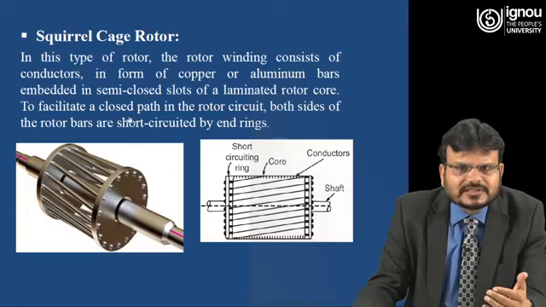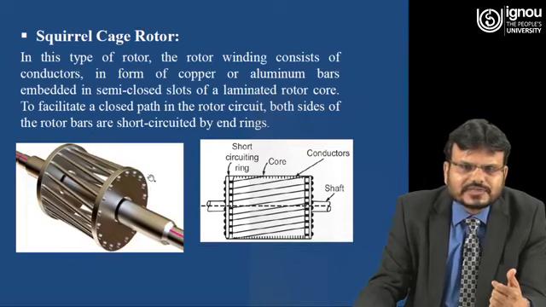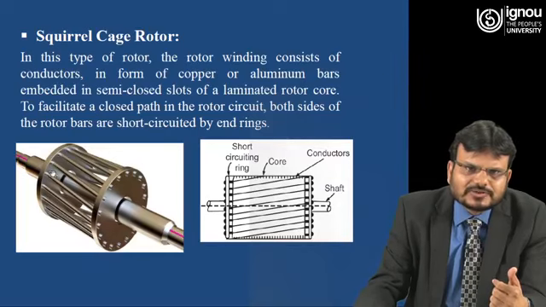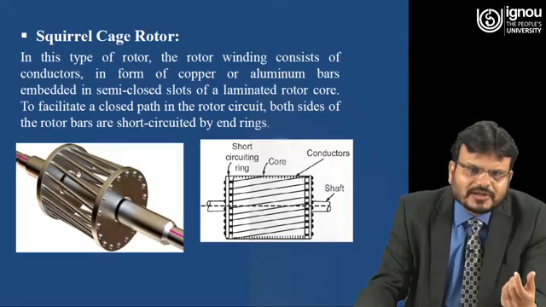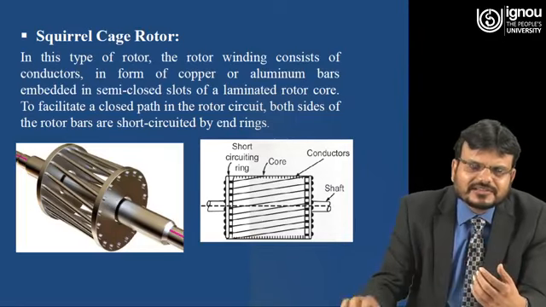To facilitate a closed path in the rotor circuit, both sides of the rotor bar are short circuited by the end ring. Here you can see this one is a shaft, this one is a squirrel cage rotor, and this one is basically a rotor conductor. You can see it is just like a rod of copper, and here by the end ring it is short circuited, so it will make the complete circuit.